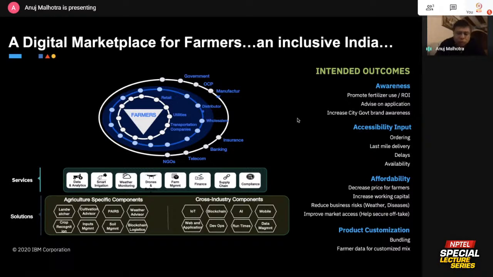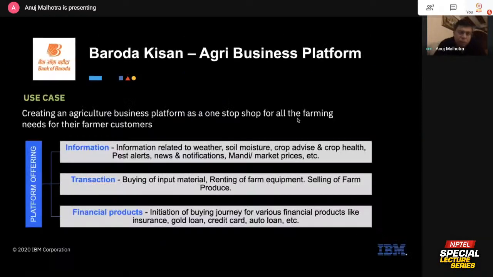By the way, we are not the only ones talking about it. I think Bank of Baroda actually has Baroda Kisan. It does a series of things that you can see on the screen out here. It does, of course, do the financial products at the bottom where you can see buying and selling journeys for financial products, more about their core business, but they also do transaction and information availability to the farmers. That's what they've been trying basically.